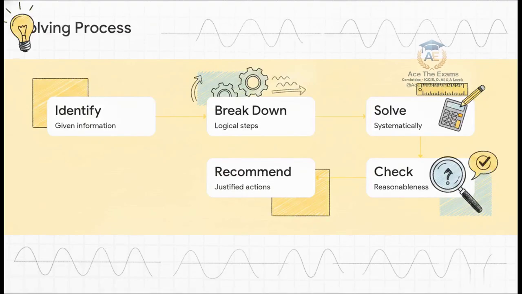So, instead of just blindly plugging numbers into the RMS equations, break down your problem-solving process. Step 1, identify the given information. Extract exactly what they're telling you. Step 2, break the problem into logical steps. Step 3, solve systematically. Step 4, and actually, scratch that, this is probably the most important one, check for reasonableness. Does your calculated RMS value actually make sense in the context of the peak value given? And finally, Step 5, make justified recommendations based on your findings.